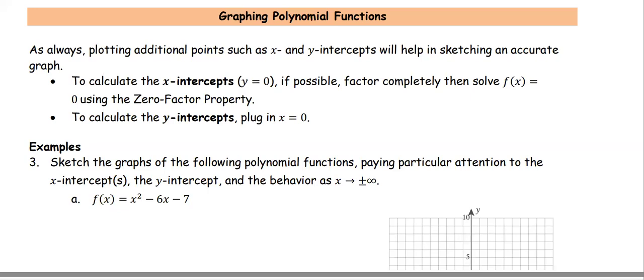Let's take a look at graphing polynomial functions. As always, plotting additional points such as x-intercepts and y-intercepts will help in sketching accurate graphs. To calculate the x-intercepts, let y be 0, and then solve or use the zero factor property to find the x values that make y equal 0. To calculate the y-intercept, we just plug in x equals 0.